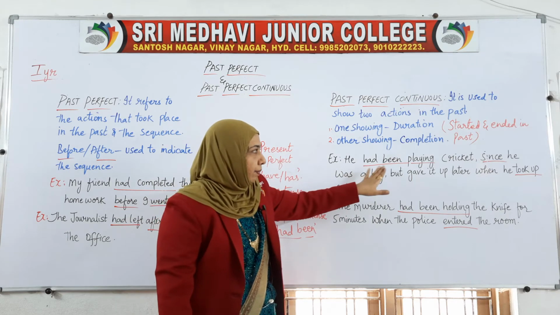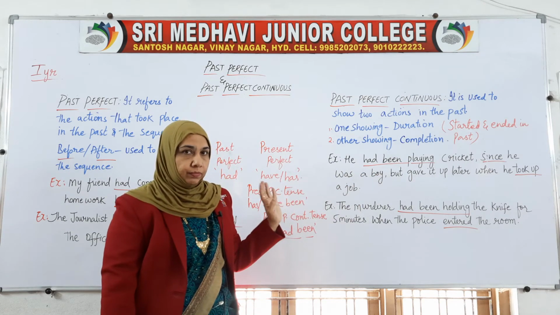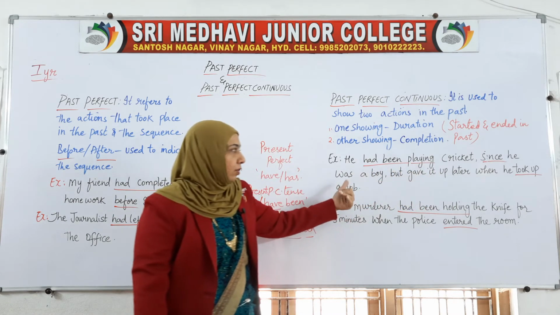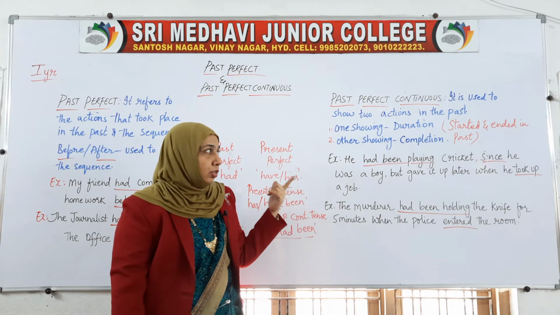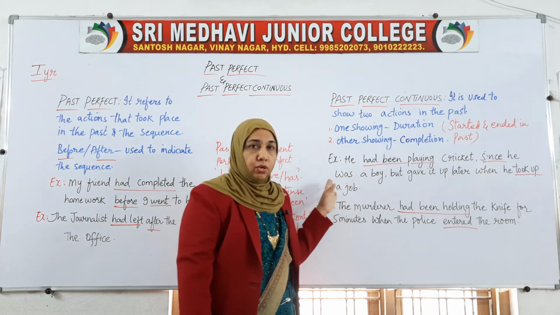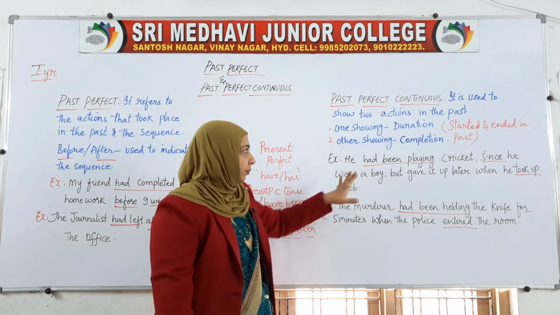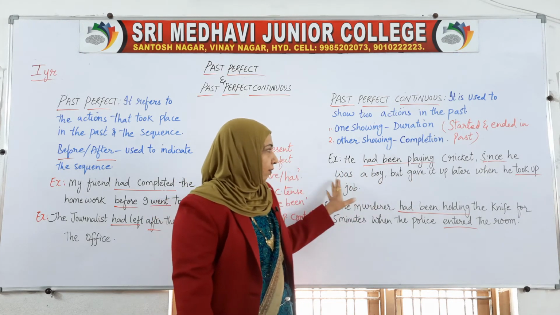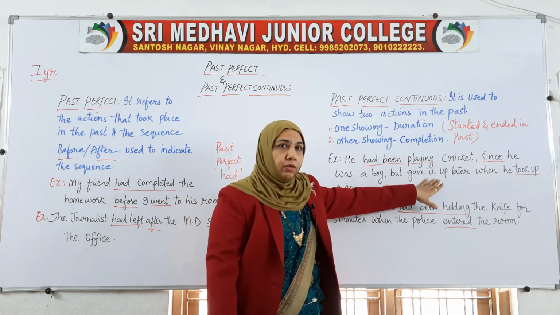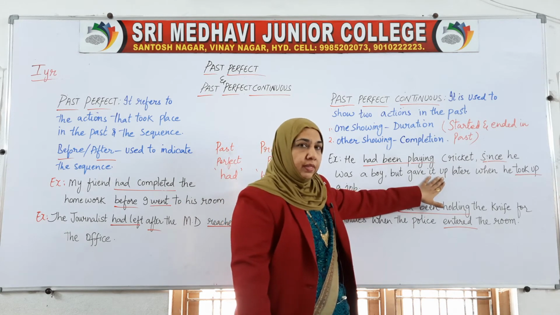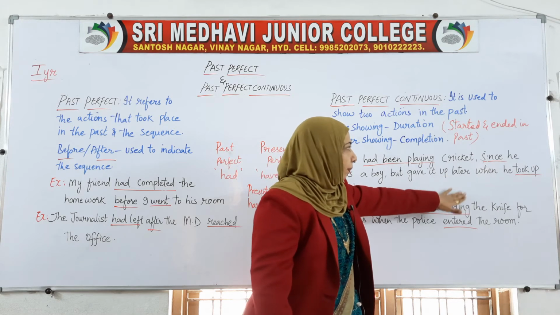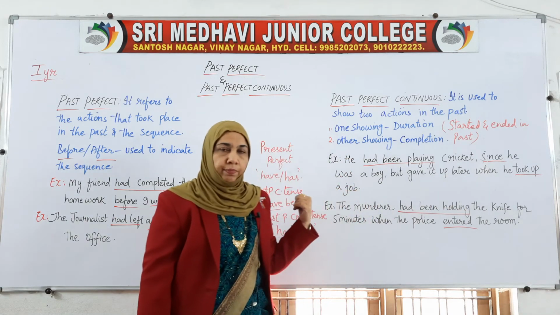Now, he had been playing cricket since he was a boy. We normally use for and since in the past perfect continuous tense. He had been playing cricket since he was a boy but gave it up later, when he took up a job.